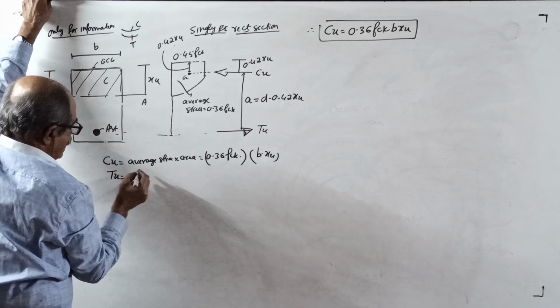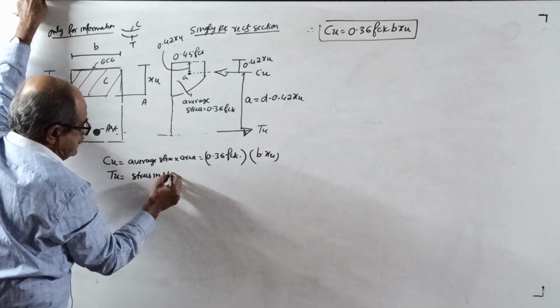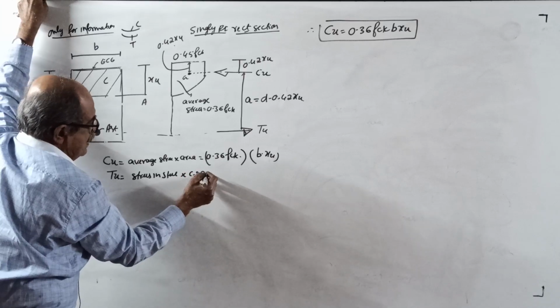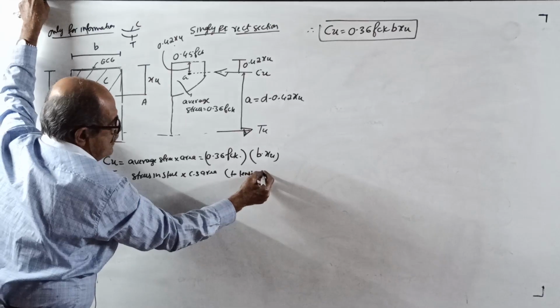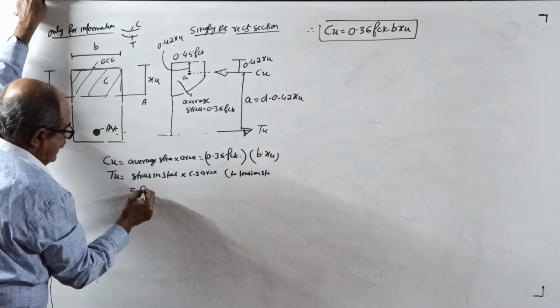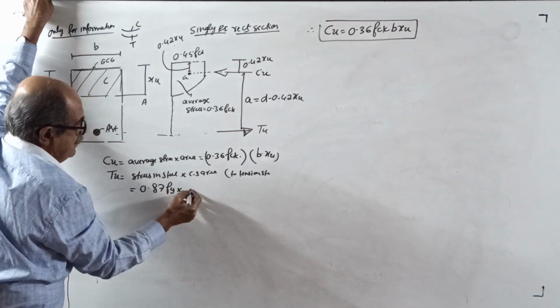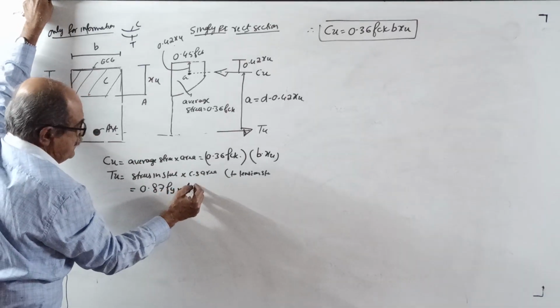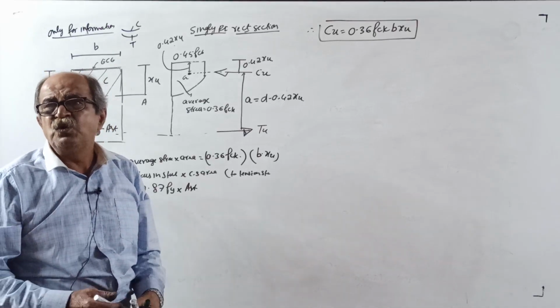Same way, Tu is stress into area. Just the stress in tension steel into the cross-sectional area of tension steel. Stress in steel, I told you, is 0.87 fy into area of steel, Ast. This is the design stress in steel. I think I told you, or not. If not told, I will tell you next time.